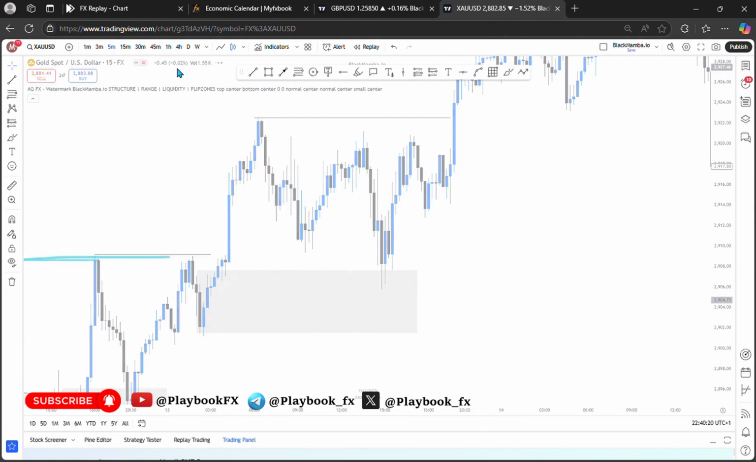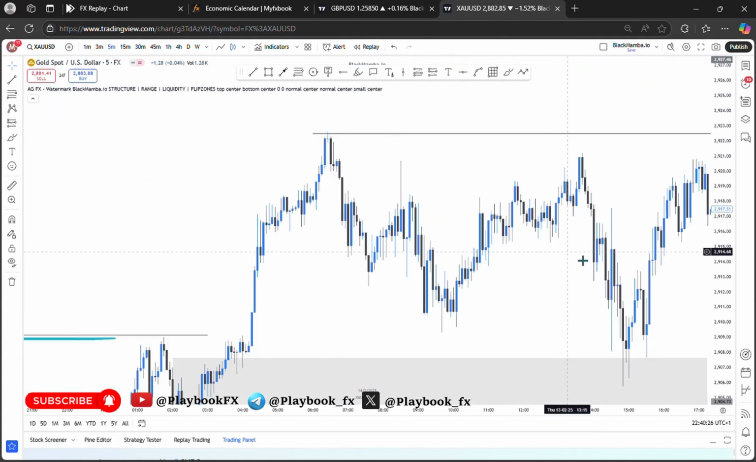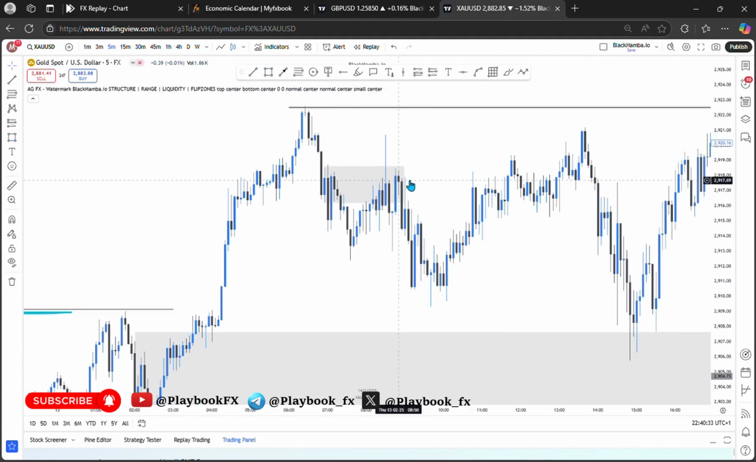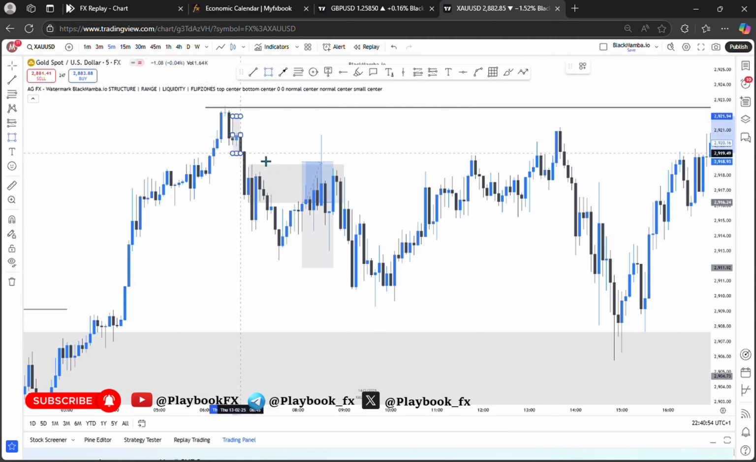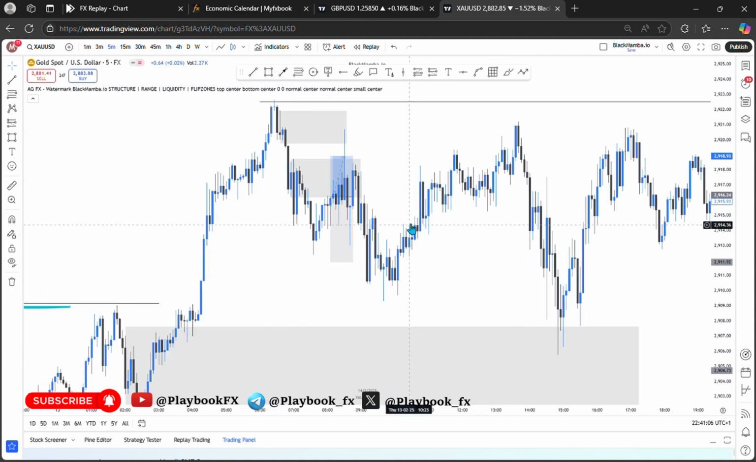Let me see if I can see it on 5 minutes. I was looking for a sell somewhere around here. I wanted to sell from here. So price took me out as liquidity. So that's the reason why I said always wait for inducement. So I took a loss there.